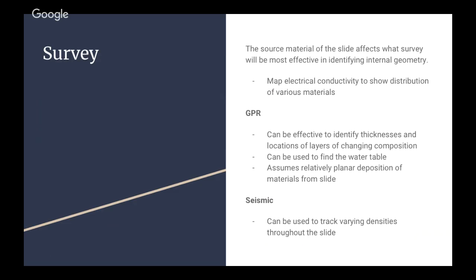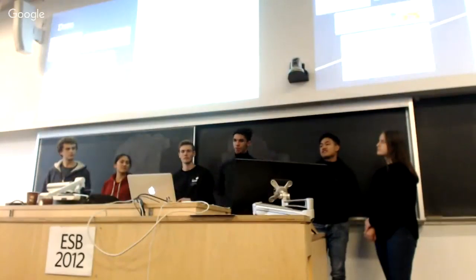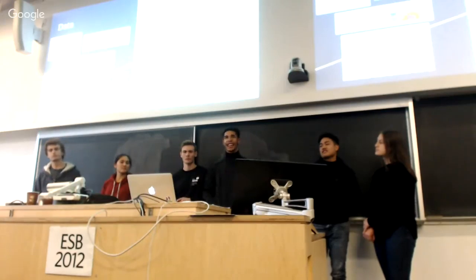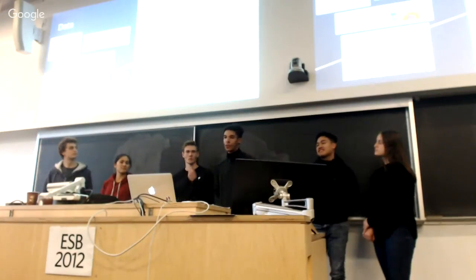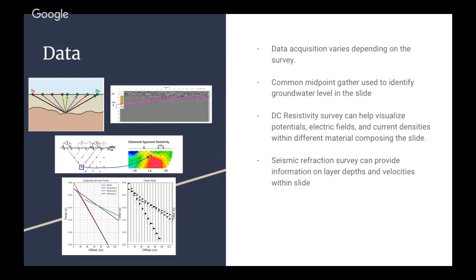Yeah, just obviously they're useful for different things. So the GPR is going to be helpful for us finding the thickness, while the seismic might be good for figuring out the densities and such. The actual data that you'd collect, again, the different surveys would give you different data, as I just said. But the water table's quite an interesting thing because you'd probably be getting that from some sort of midpoint gather. So yeah, next one.